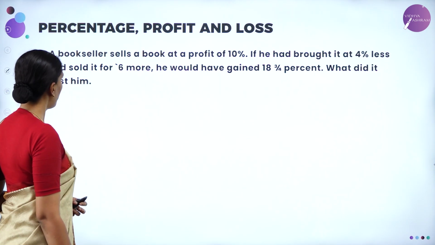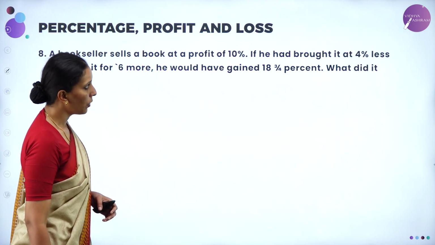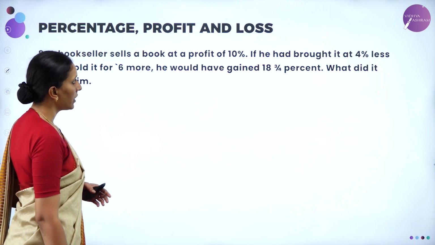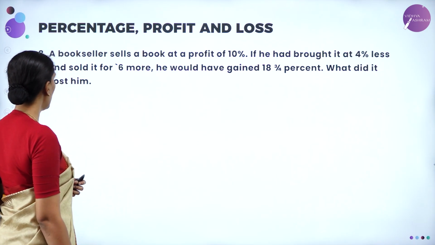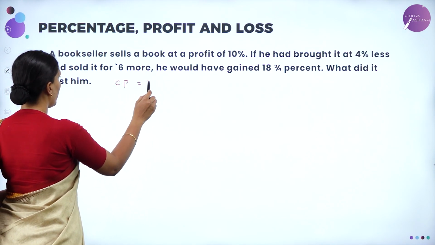Next question. A bookseller sells a book at a profit of 10% and if he had bought it at 4% less and sold it for 6 more, he would have gained 18.3 by 4 percentage. What did it cost him? So we need to find out the cost price. Let it be equal to x.